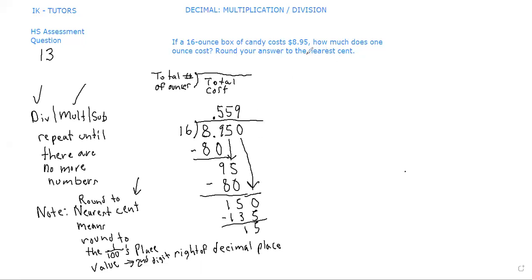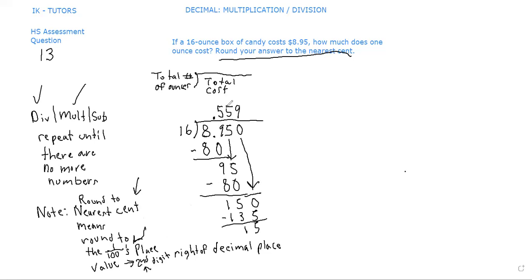Now we can keep on going. However, the question stated that we need to round our answer to the nearest cent. And we noted that the nearest cent means the hundredths place, which is only the second digit of the decimal. So in our answer, we have 3 digits. That's all we need to round this off, so we don't need to continue going.